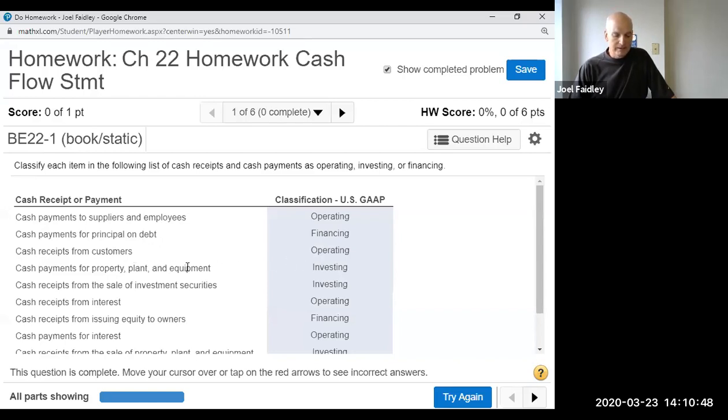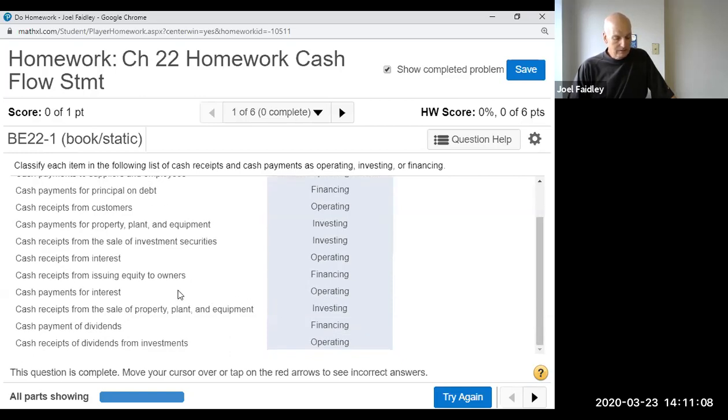Cash payments for PP&E, that's an investment, long-term asset. Remember the chart? Long-term asset. Investing, the dark green shade on the PowerPoint. Cash receipts from sale of securities, long-term asset. Cash receipts from interest, sounds like operating. Cash receipts from issuing equity to owners, financing. Cash payments of and for interest, again, operating. I guess that was interest receivable. I said interest payable. That's interest payable.